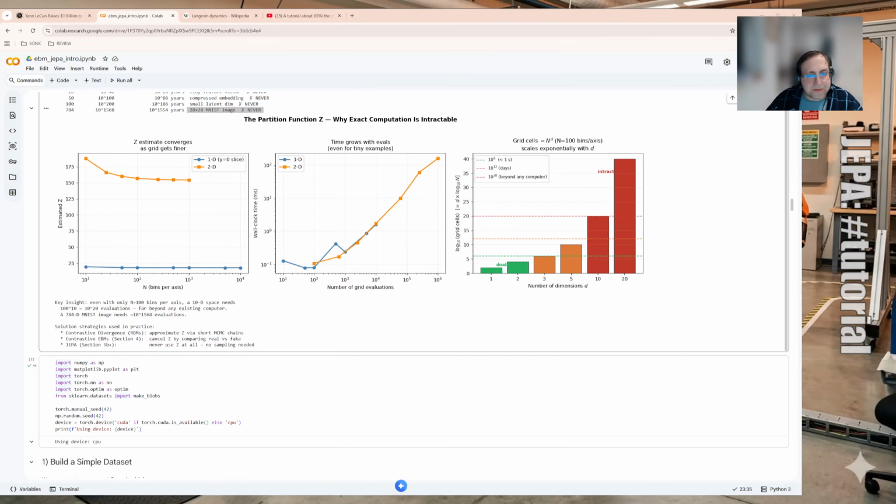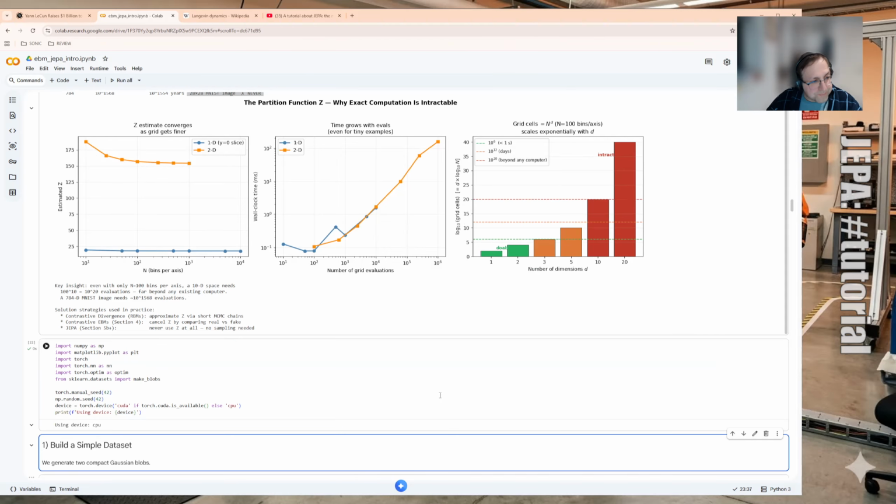And so how have people solved this? Well, in the past, you have 3 solutions. One is the contrastive divergence, where you use a short MCMC chain to approximate Z, or you have the contrastive EBM, which is the one I'm going to show you now, where you essentially cancel Z algebraically by comparing real points versus fake points. And then you have the JEPA approach, where you never sum over any space at all. So it sounds like magic.